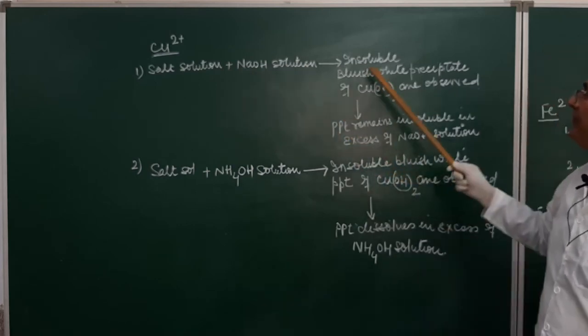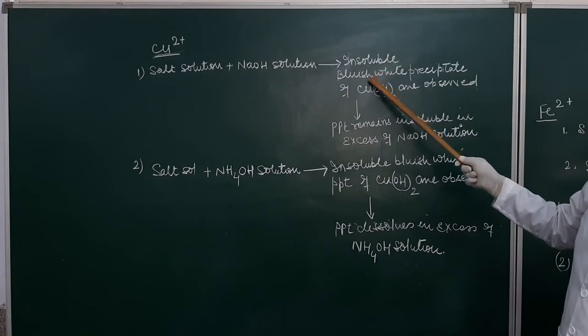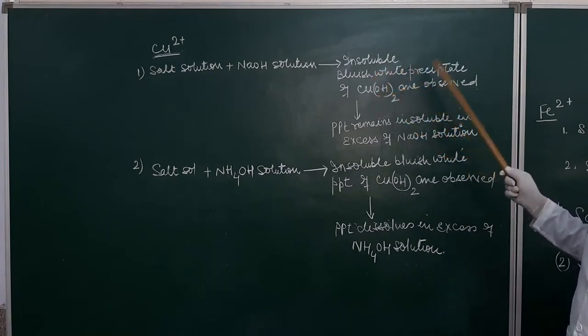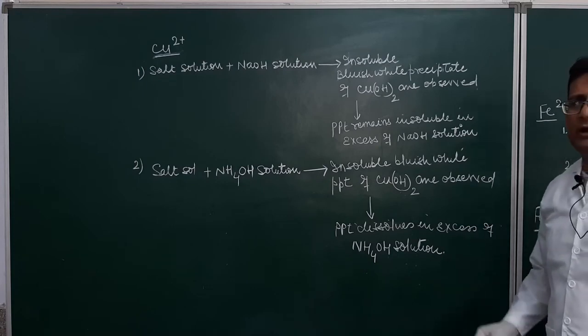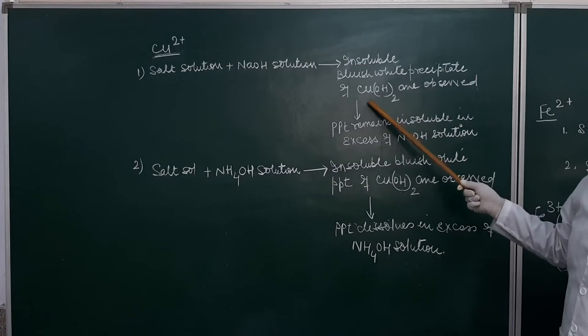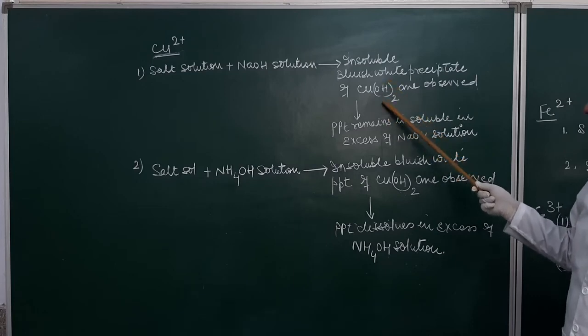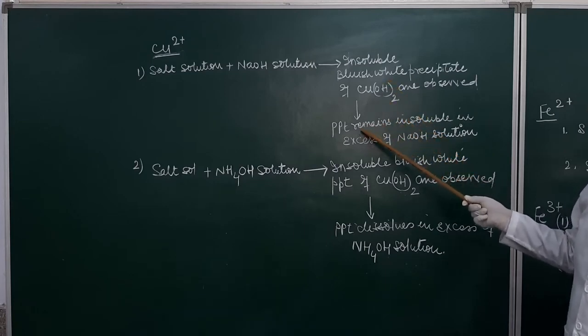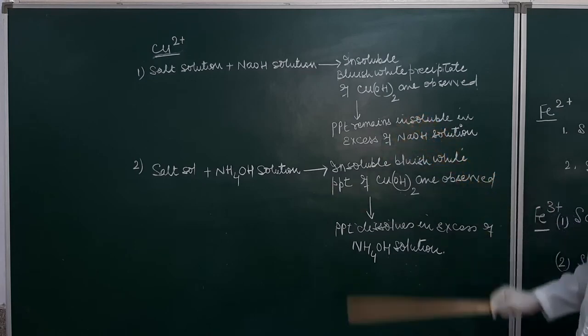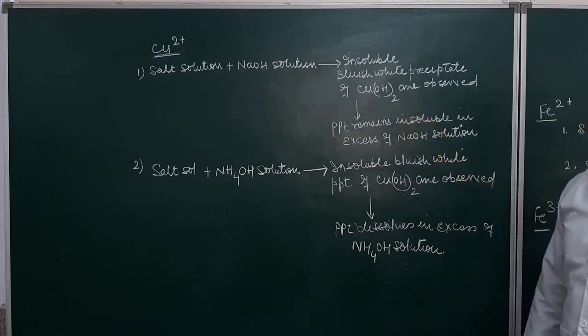What do we observe? An insoluble bluish white precipitate of cupric hydroxide is observed. What is the color of the precipitate? Bluish white. Name the precipitate: cupric hydroxide. When we try to dissolve the precipitate in excess of sodium hydroxide, the precipitate remains insoluble.